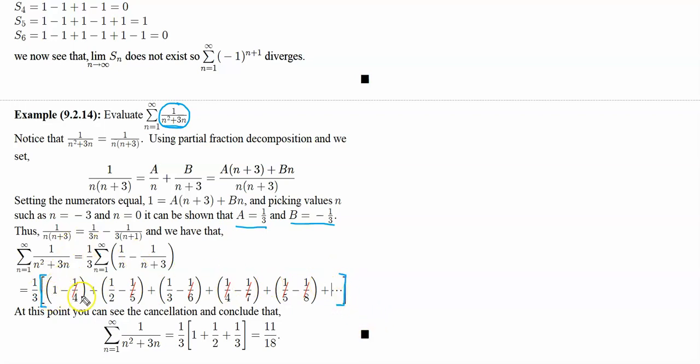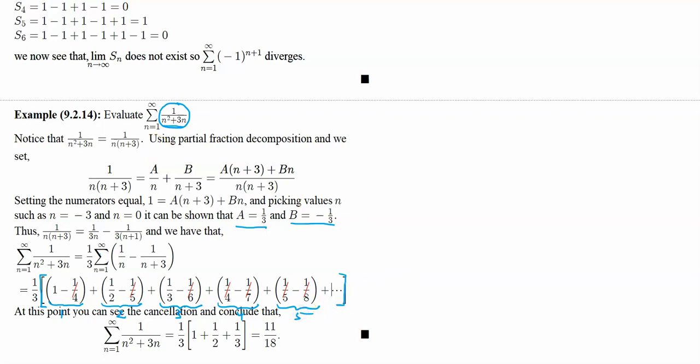So the first term here is when n is 1. Notice if we put 1 in here for n, we get 1 minus 1/4. Right, so there we go. This is when n is 1. Right here, if we put 2 in for n, we get 1/2 minus 1/5. That's when n is 2. Right here is when n is 3. Then n is 4. And 5.